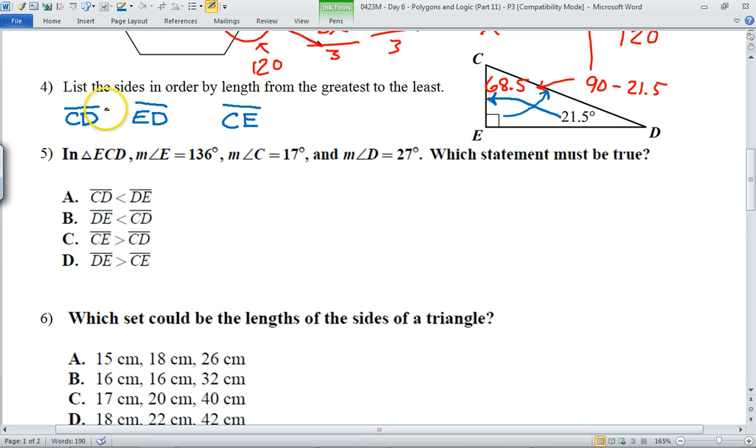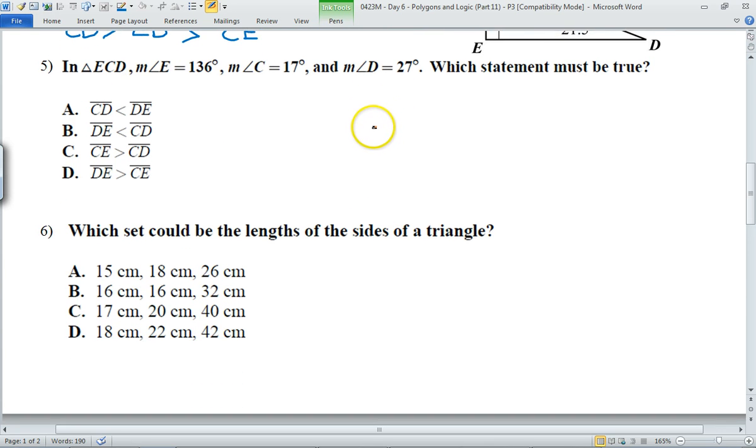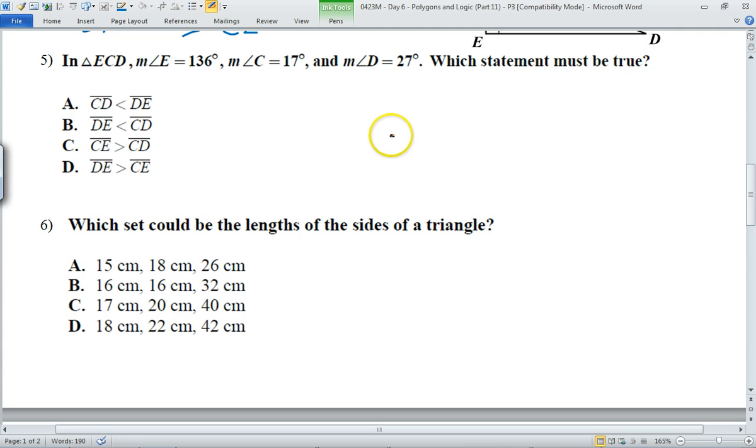Okay? So on a test, you'll probably see this written as an inequality. CD is bigger than ED, which is bigger than CE. But that's the order that we'd be looking for. Stop me if you have any questions. It's a sting day, so I'm just going to be kind of rolling along. But if you have a question, I will slow it down for you. Okay?